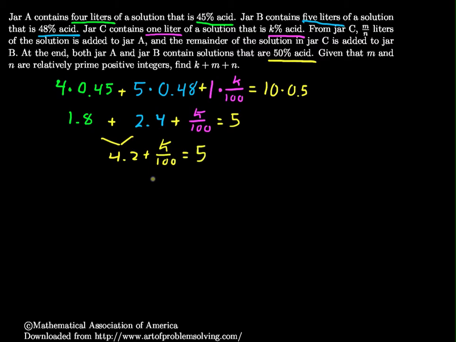Subtract 4.2 from both sides. K over 100 equals 0.8. Multiply by 100, so k is 80%. Okay? Or k is 80, we have the percent in there. Now, if k is 80%, we need to figure out how much at 0.8 will be added to one of these jars to make it work out.